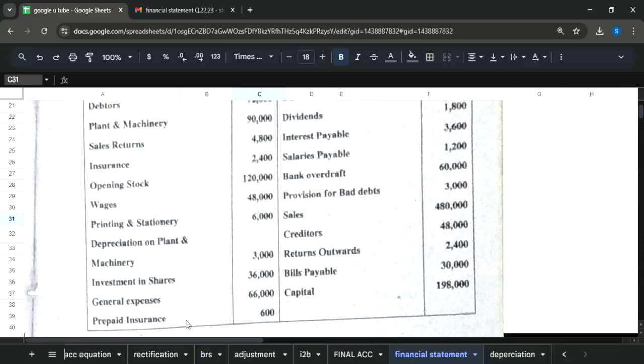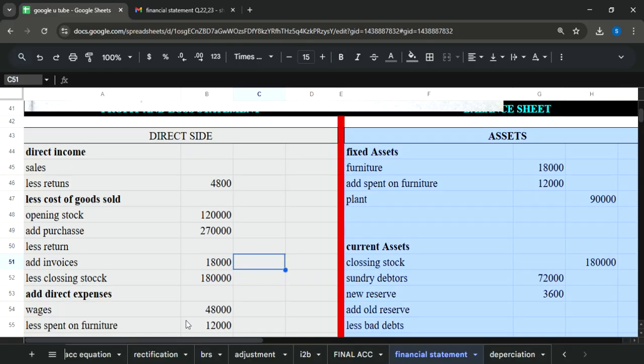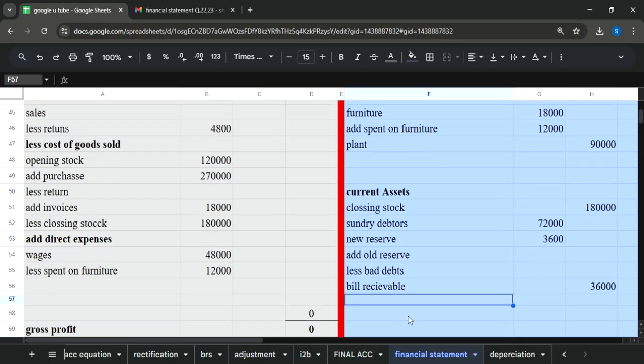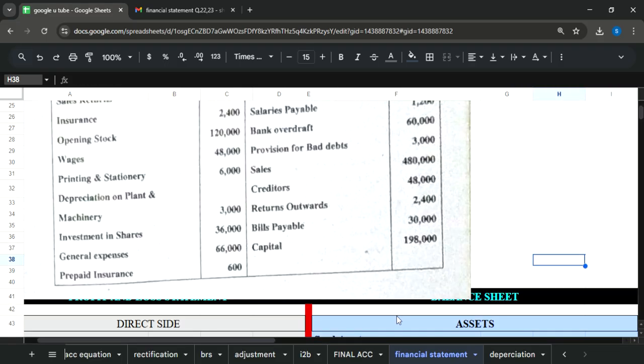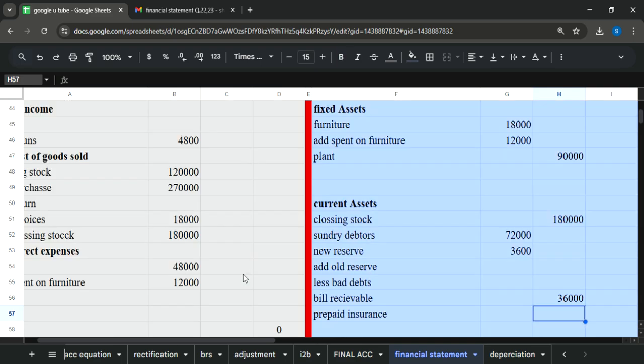Then we have prepaid insurance. Prepaid, it's not present in the adjustments. There will be only one effect, and that would be in the balance sheet. So here we are going to write prepaid insurance, the amount of which is 600. Just put 600 over here.